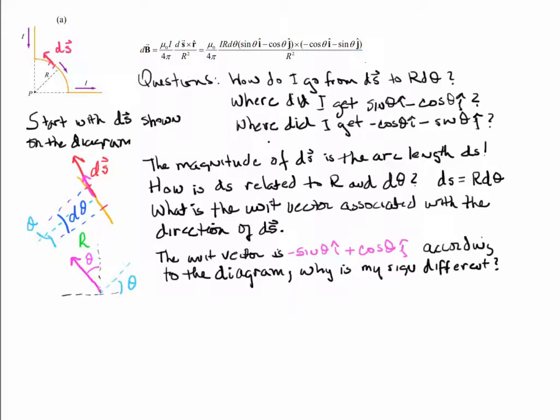Now, what is the unit vector associated with the direction of ds? I show here a purple unit vector in the direction of ds. And if you'll note, the unit vector that I have is minus sine theta i hat plus cosine theta j hat, and that's according to the diagram that I've drawn below. Now the question is, why is my sign different from the sign above? You should be able to explain that.